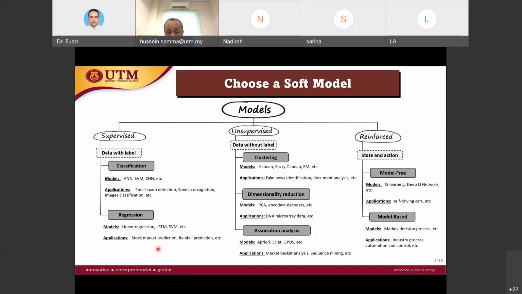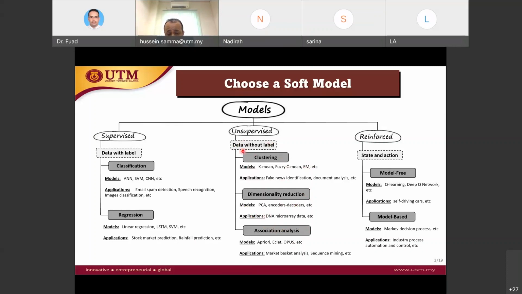It's continuous output. This is the key for regression problems. If we come here to the second category, unsupervised models, we have basically three categories. Of course, sometimes you have another category here, which is semi-supervised learning, but here we'll try to highlight the most basic categories.